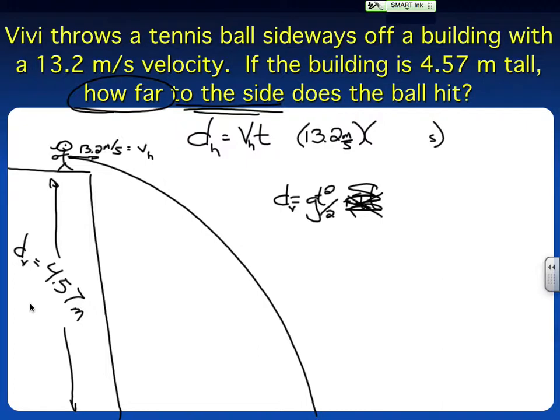Why is it VVI? VVI is initial vertical velocity. Horizontally, since we're going at a constant speed, that's not going to have an initial or a final because it's going to stay the same. But going up and down, it's going to change. So that's what it is initially.